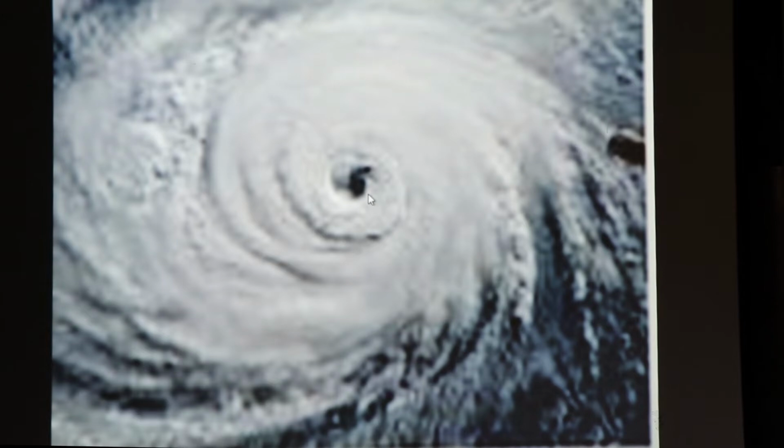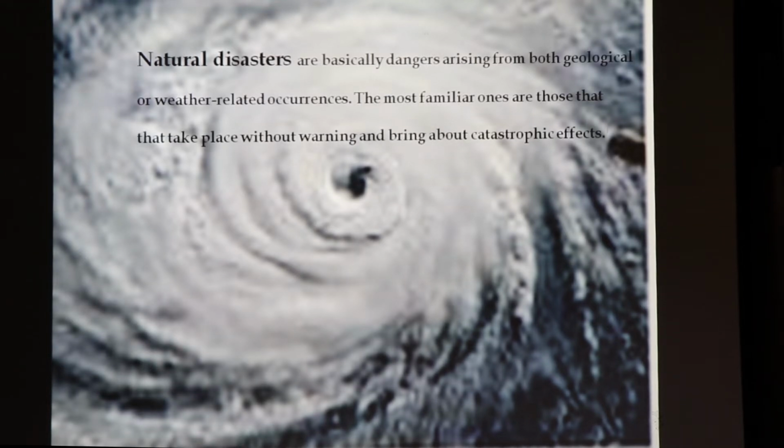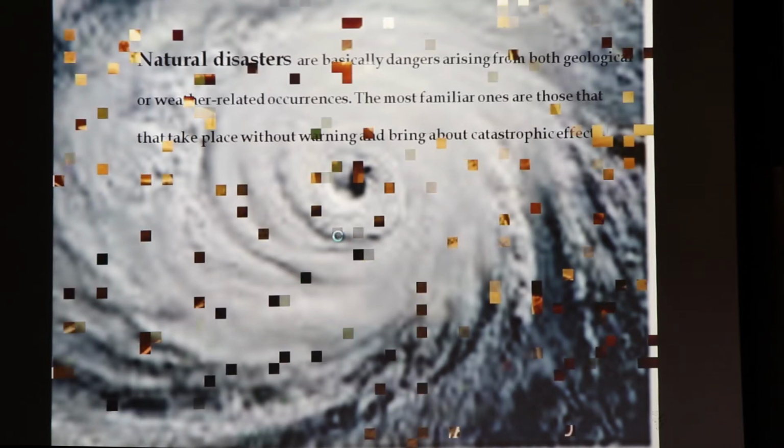What do you know about natural disasters? The word natural disaster indicates that this is something negative caused by nature. So, natural disasters are basically dangers arising from both geological or weather-related occurrences. The most familiar ones are those that take place without warning and bring catastrophic effects. This is what's so dangerous about natural disasters. They are unexpected. Some people think that animals or psychics can predict natural disasters, but this has not been proven scientifically yet.